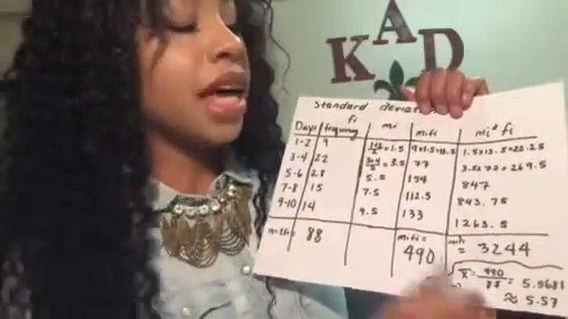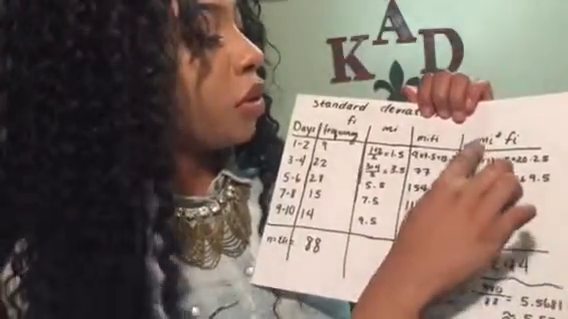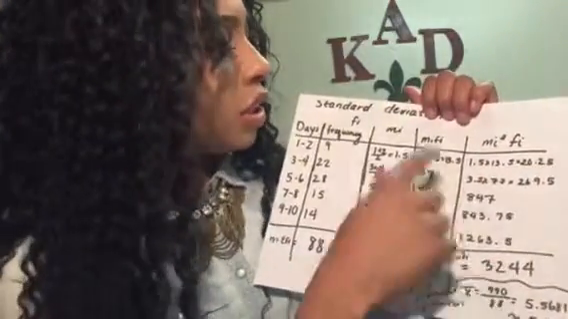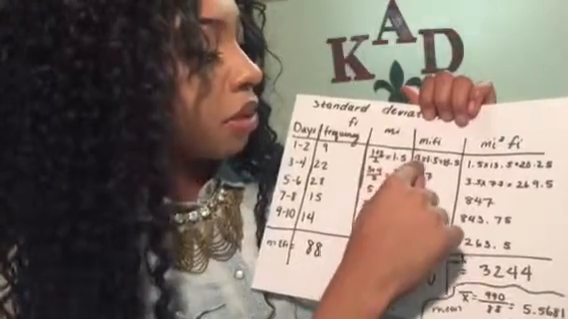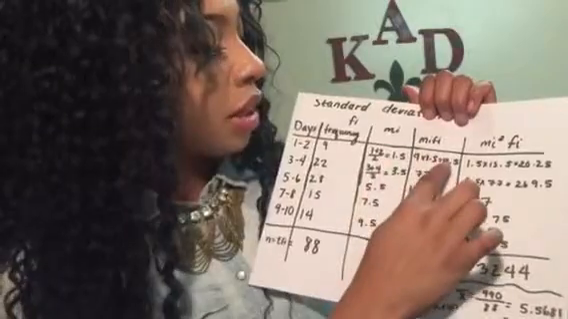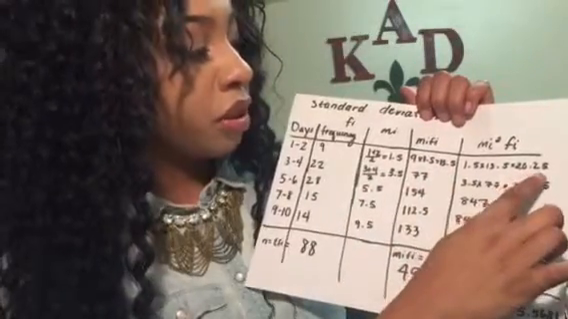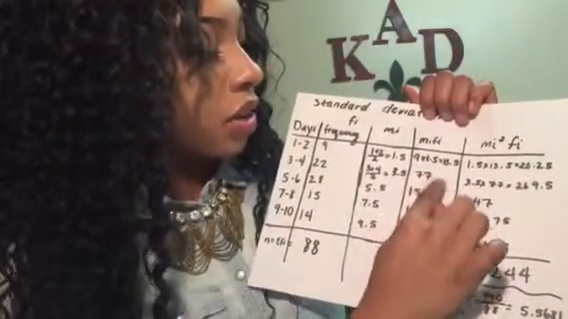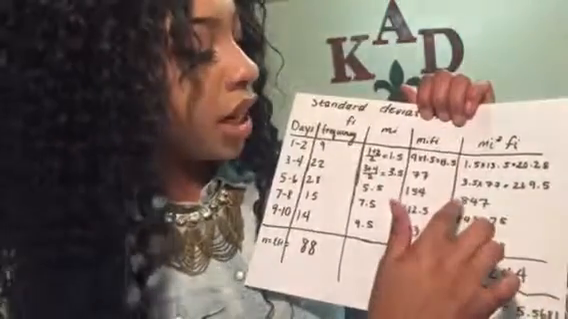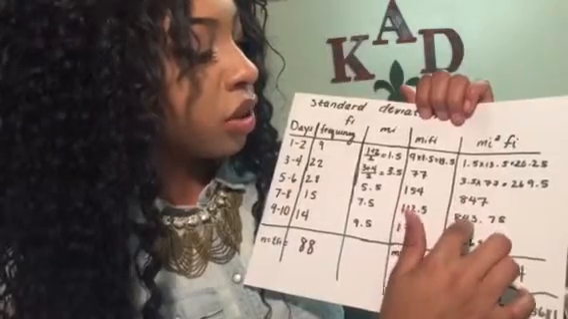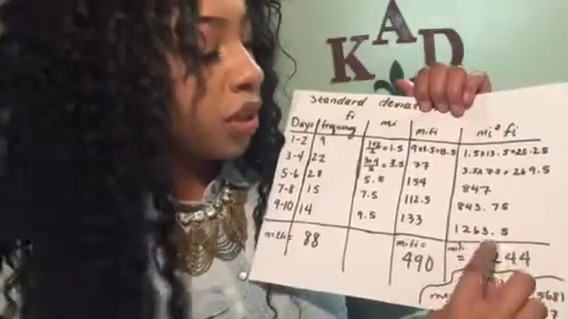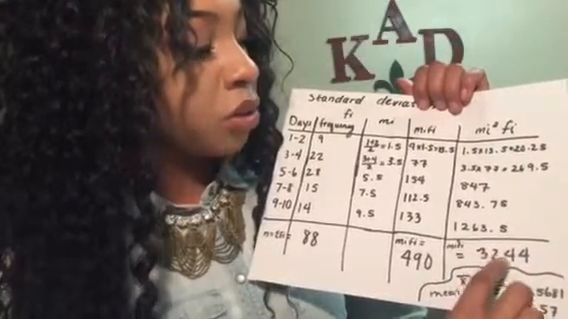And then the next step to this, you want to do MI squared times frequency. You're wondering how to do that? It's easy. You just do the midpoint here times the midpoint you found here, and you get your answer. So 1.5 times 13.5 equals 20.25. Then you do 3.5 times 77 equals 269.5. You do that for the rest. So you get 847, 843.75, 1,263.3. Your total for this is 3,244.